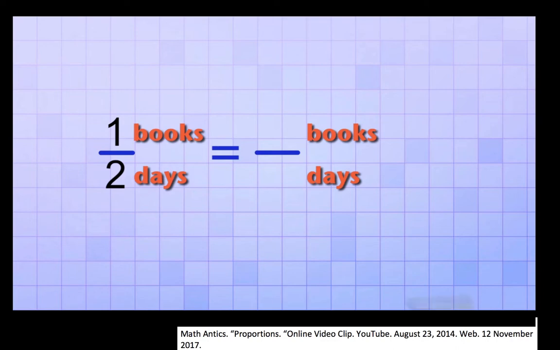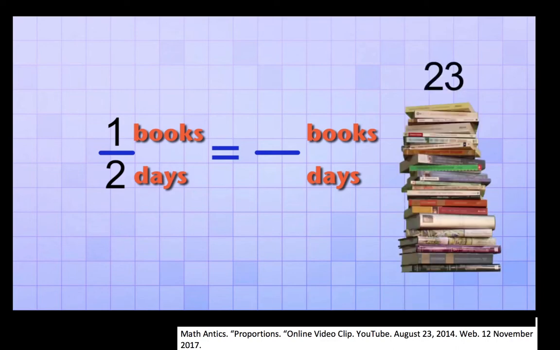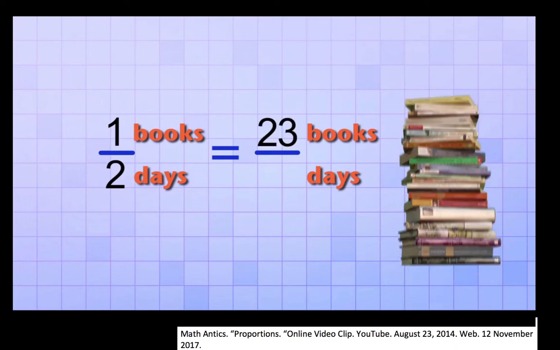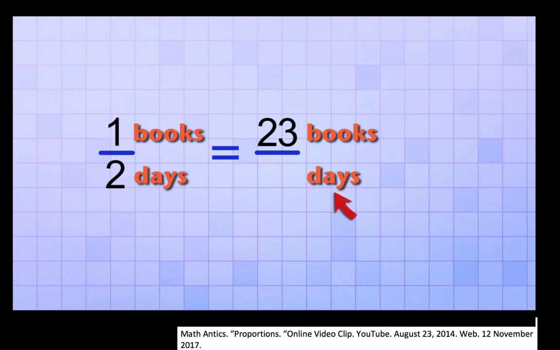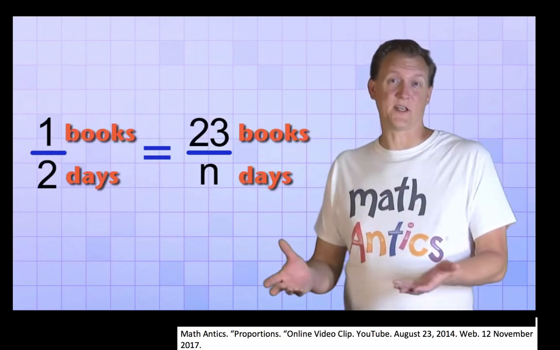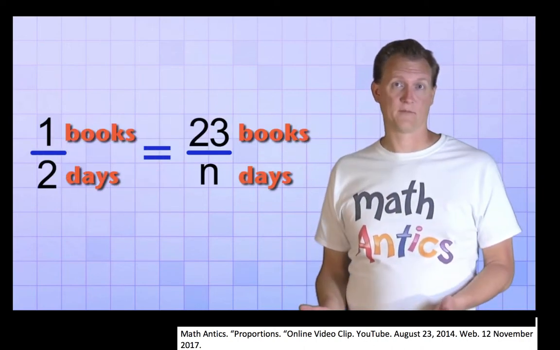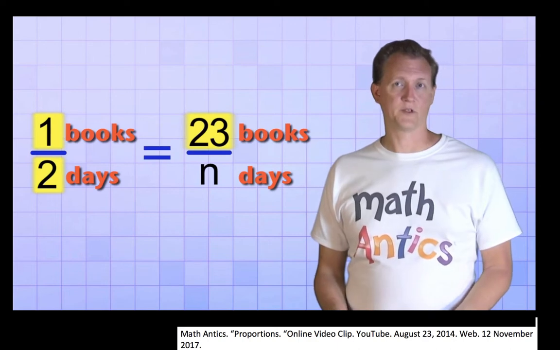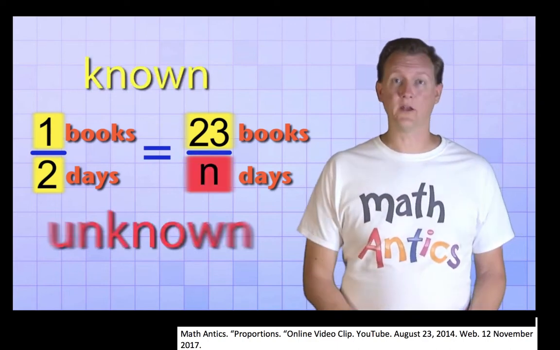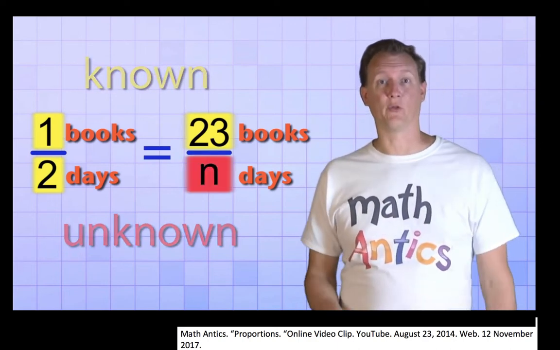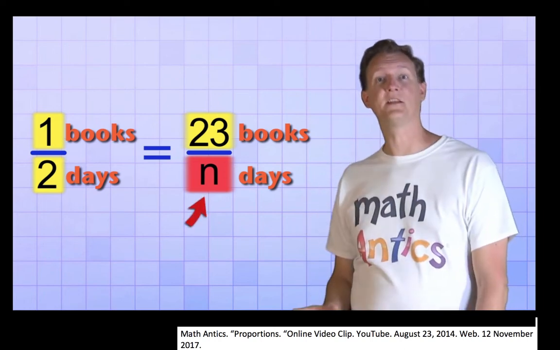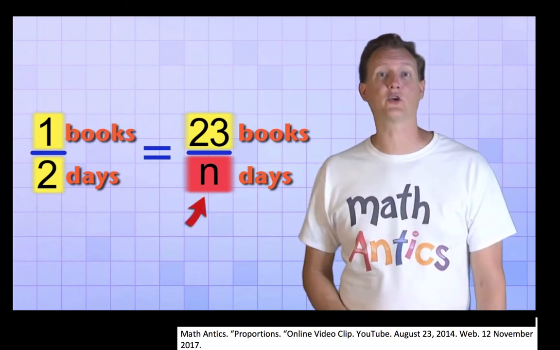We know that the number of books that they want to read is 23, so that goes on top. But the number of days it will take is unknown. So instead of putting a number there, we're going to put a letter in there temporarily to stand for the number that we don't know. This is how you'll usually see and use proportions in math. 3 of the proportion's numbers will be known, and 1 will be unknown. Fortunately, if you know 3 of the numbers, you can find the missing number easily using a procedure called.